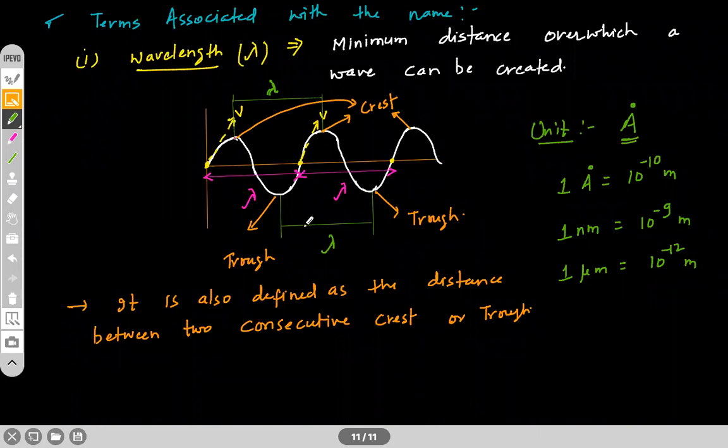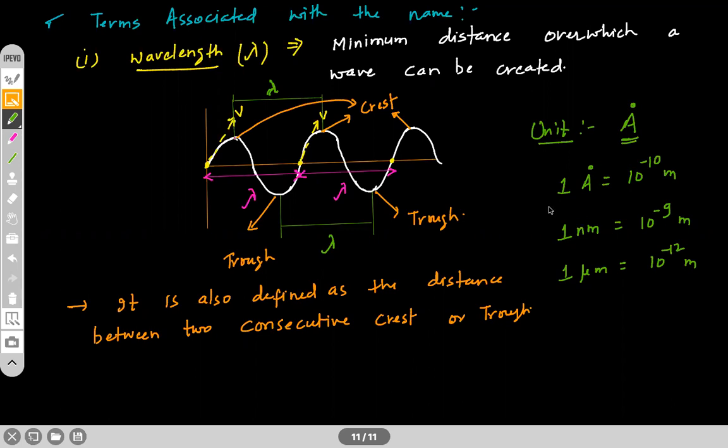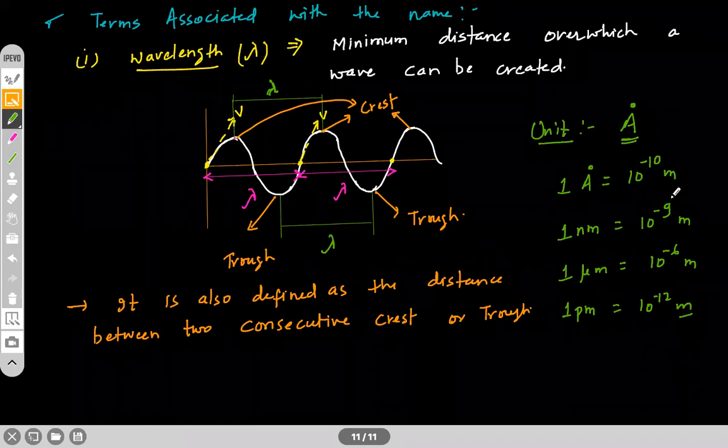Okay, so this is the term associated with any wave, that is wavelength. Copy down this. Yes, micrometer, correct. It is 10 to the power minus 6. 1 picometer is PM, picometer is 10 to the power minus 12. Okay. Mainly you'll use angstrom, nanometer, and meter. These 3 things you should know.